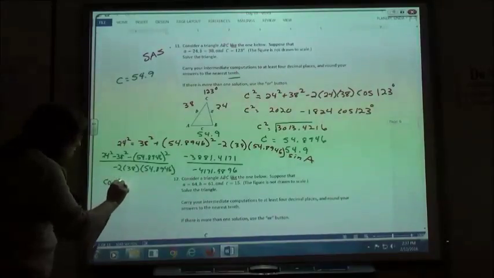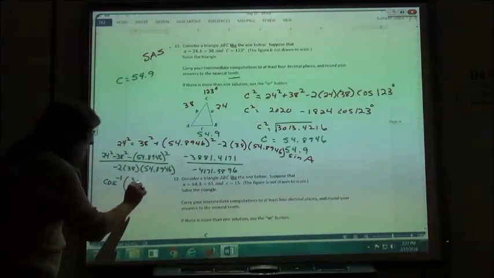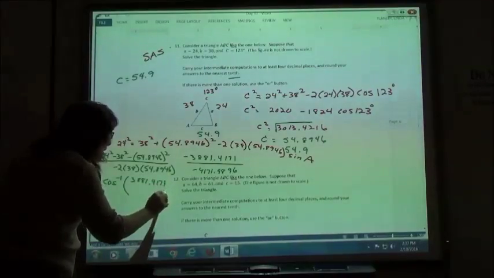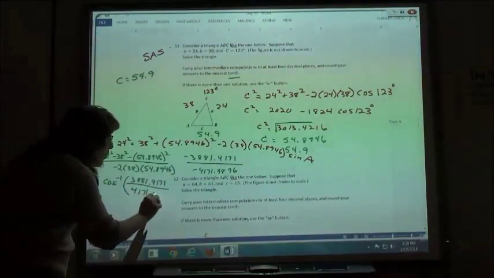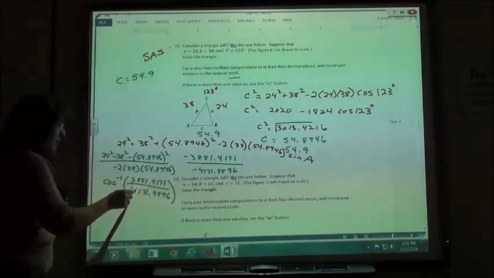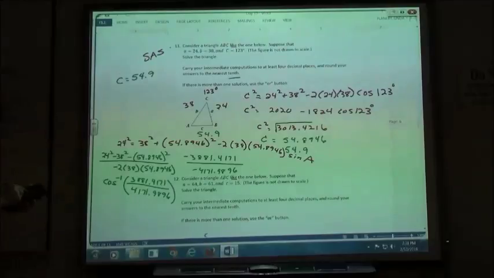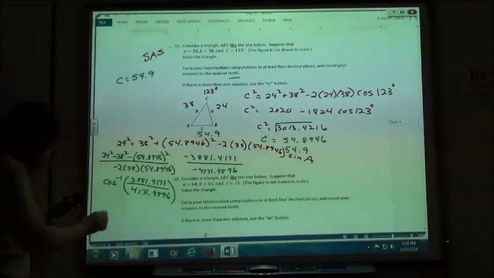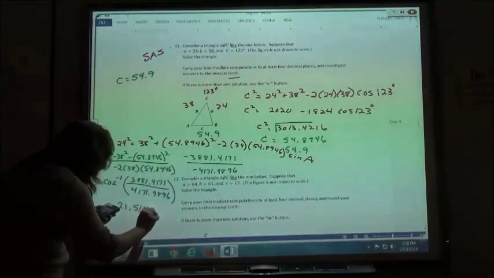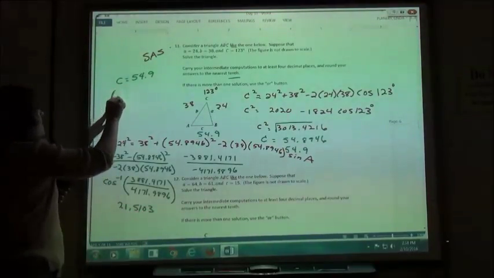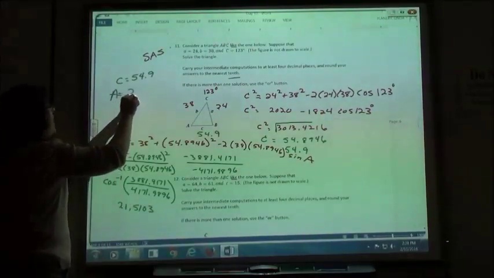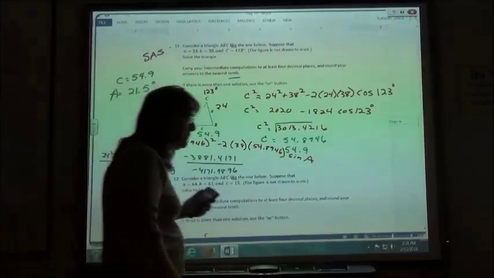do the inverse cosine then of 3881.4171 over 4171.9896. Negative over a negative was a positive. So inverse cosine parentheses 3881.4171 divided by 4171.9896 equals 21.5103. So angle A is going to be 21.5 degrees.